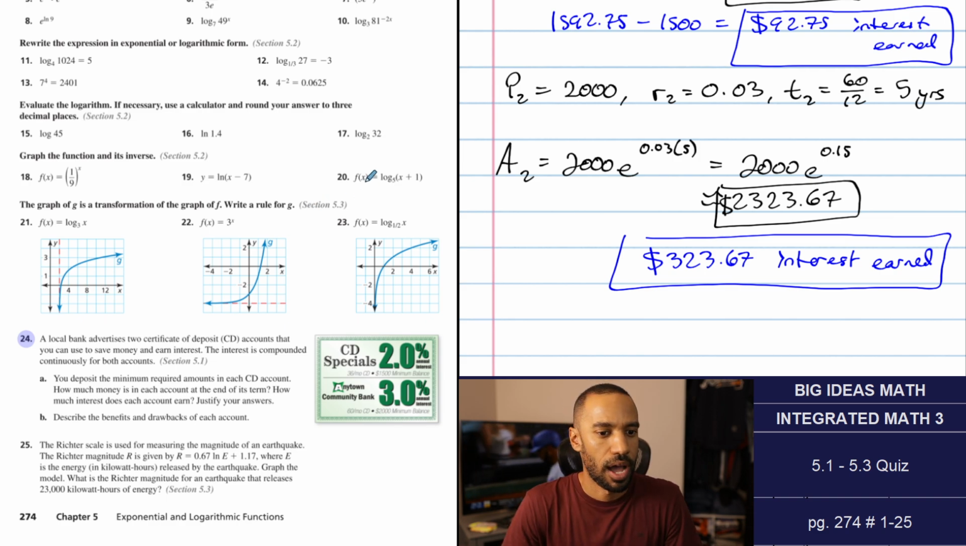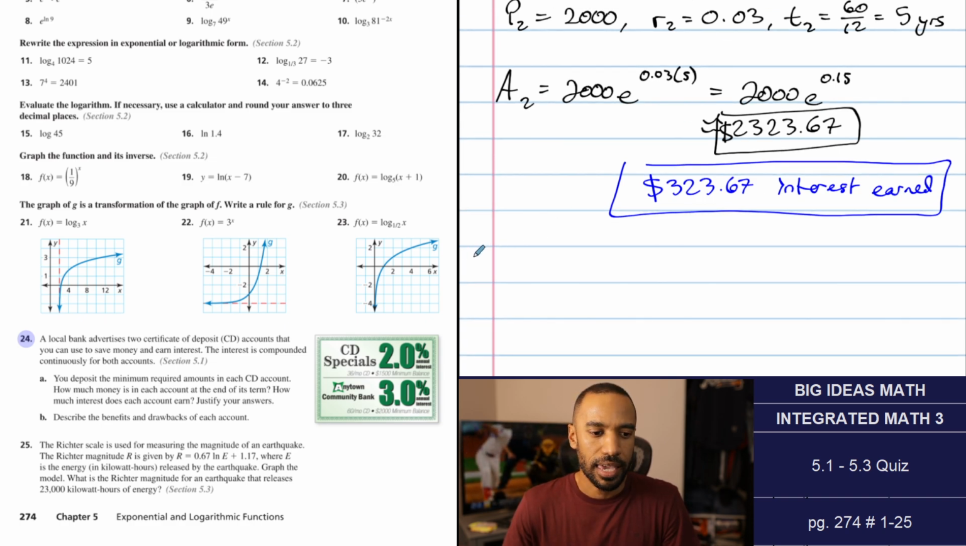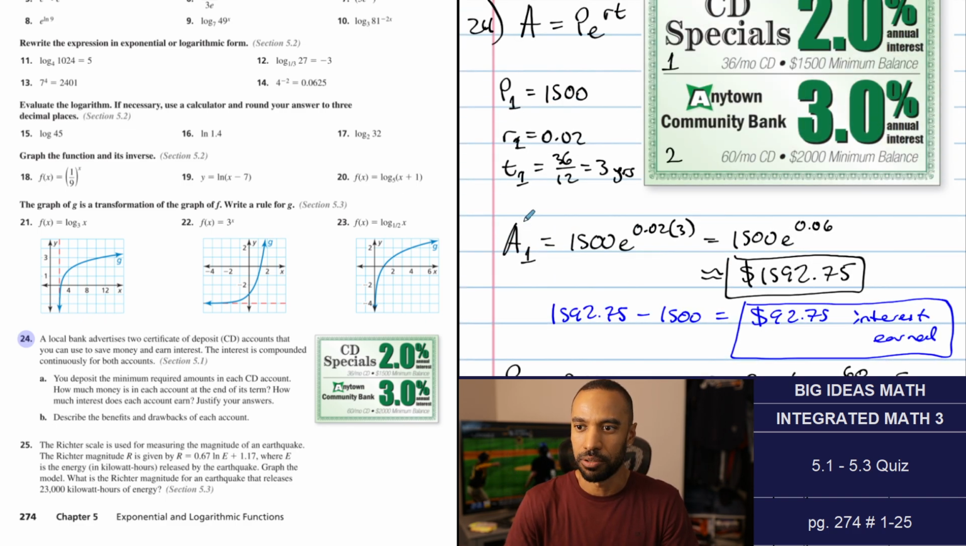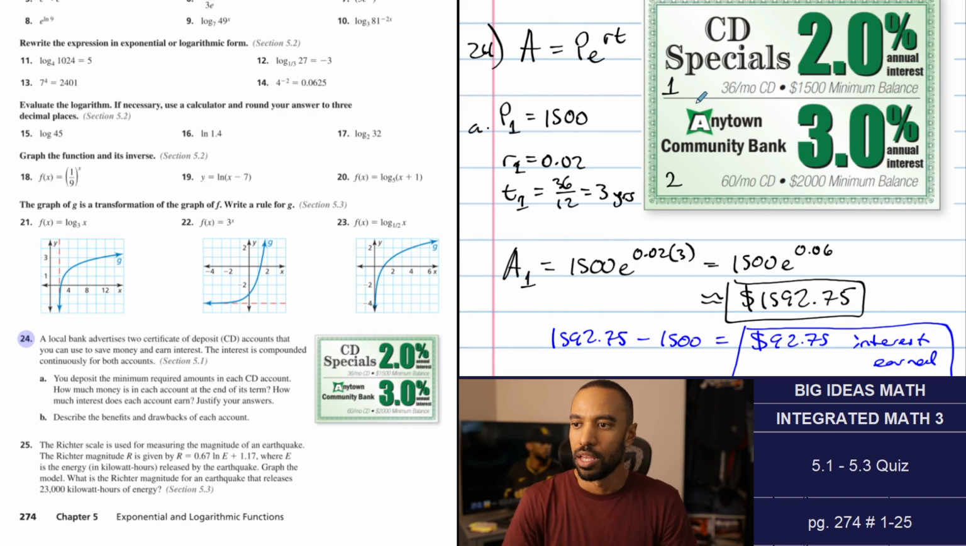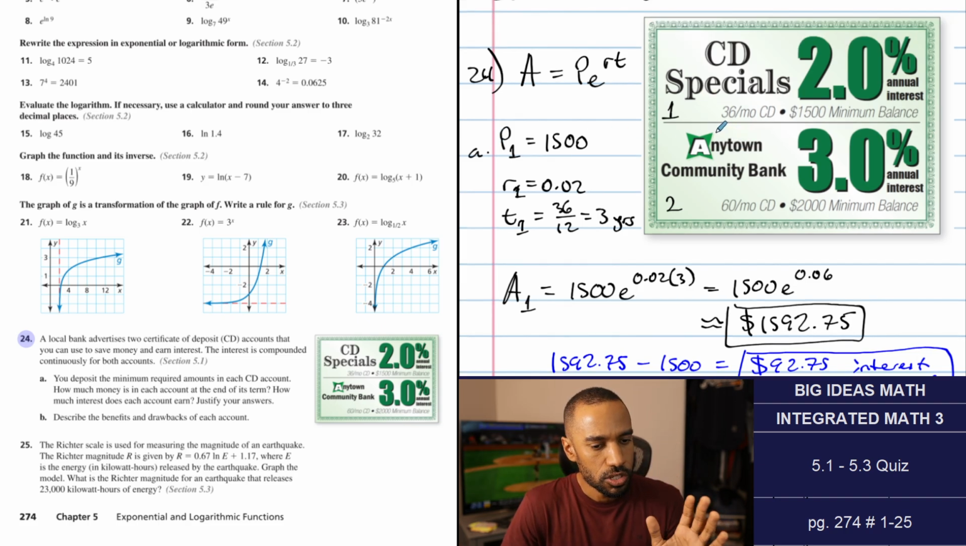Okay. So, describe the benefits and drawbacks of each account. Okay. I guess the thing is you need to do, whoops, not number 24, part B. Oh, this was part A. Hold on a second now. So part A is here. So when we look at these things, what do they say? They said, these are things you can save money, but you deposit the minimum required in each thing, and here are the terms.